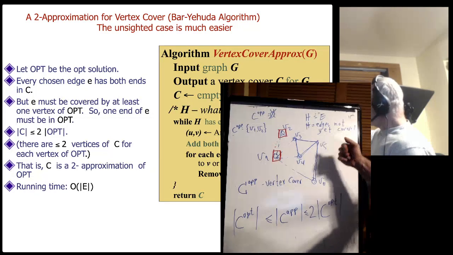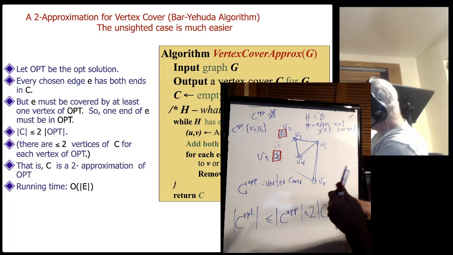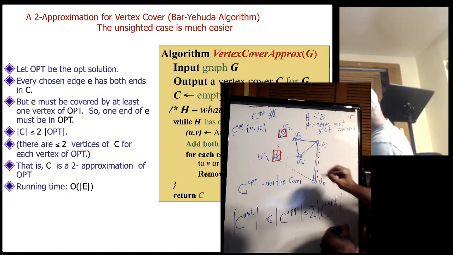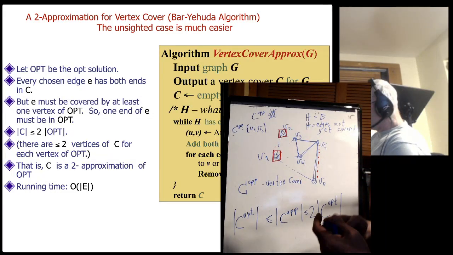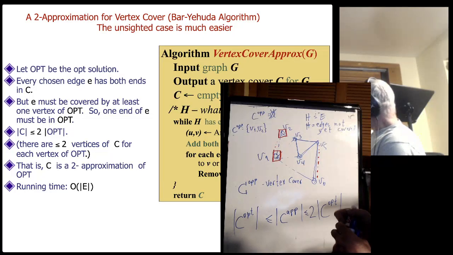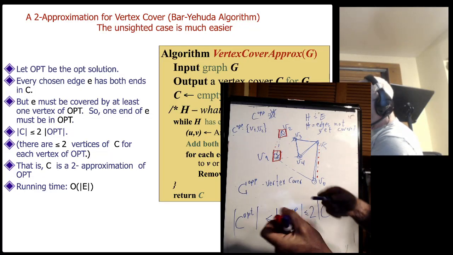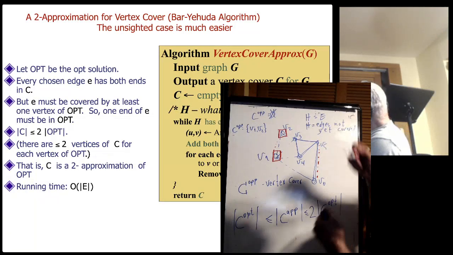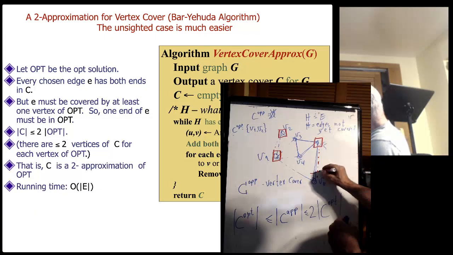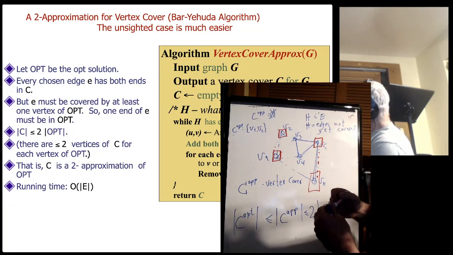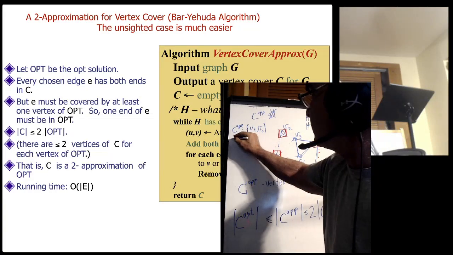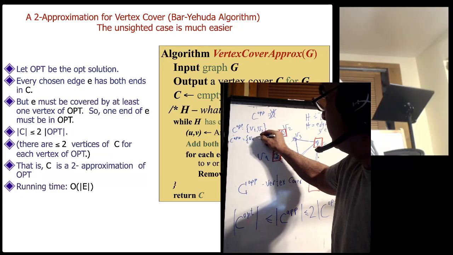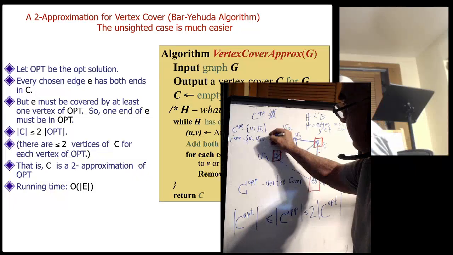I'll pick yet another edge. Let's say that the next edge that I pick is V5, V6. Let's use the edge V5, V6 to be in the cover. And once again, add to C, to the cover, both endpoints of this edge, both V5 and V6. So now C approx consists of V1, V2, V5, and V6.